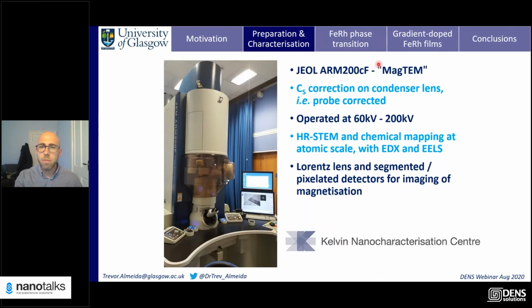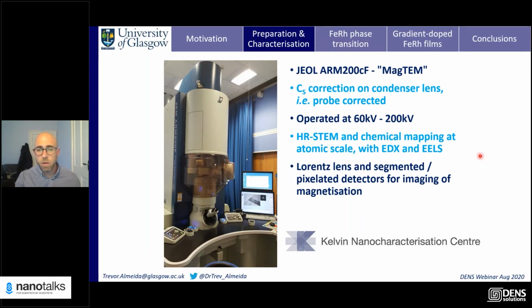And then all the characterization was done using our JEOL ARM 200 cold FEG, otherwise known as mag-TEM. So it's got all the usual sort of features of the ARM. It's probe corrected with a series of voltages, although all the experiments I did were at 200 kV. It's got a high resolution STEM, chemical mapping using EDX or EELS.